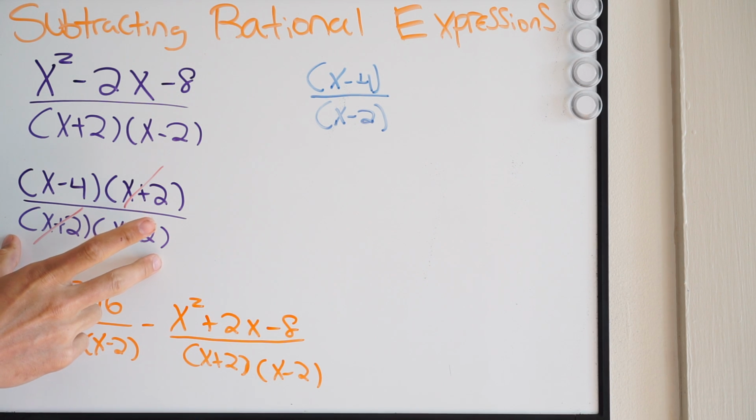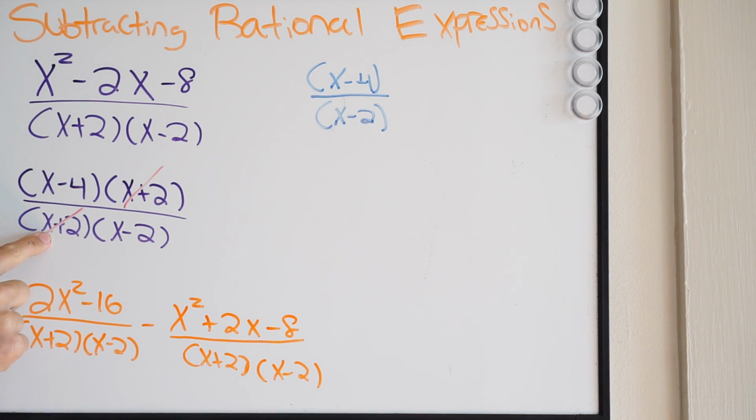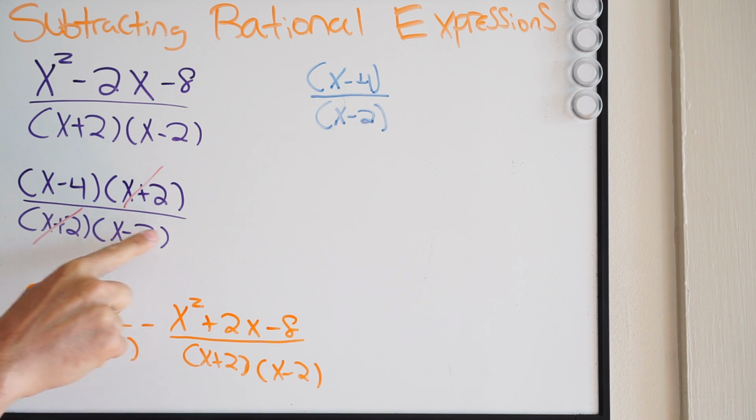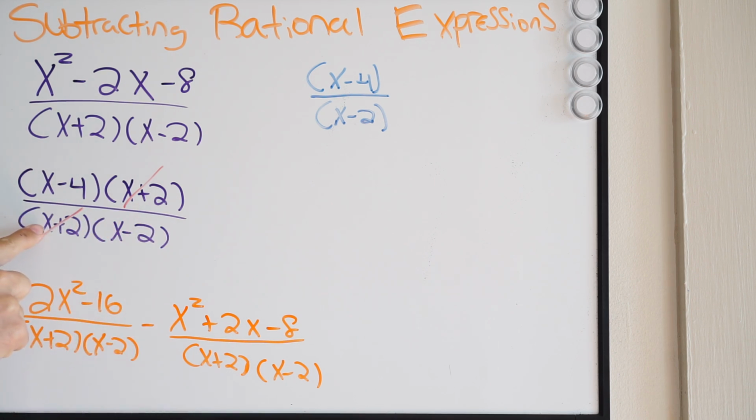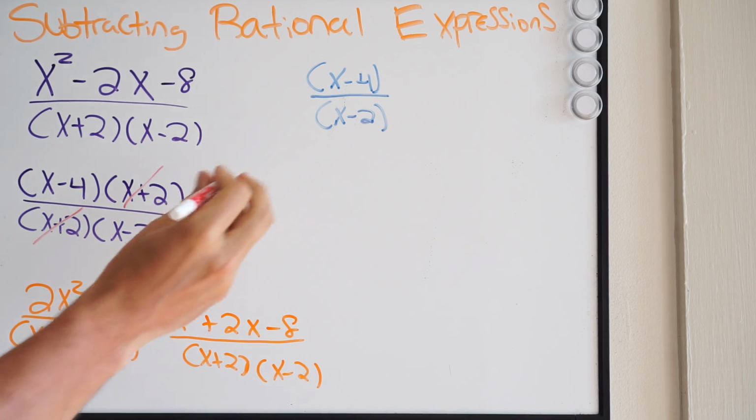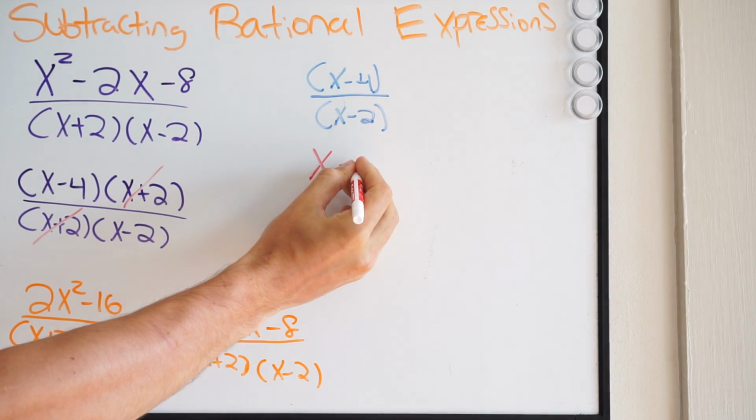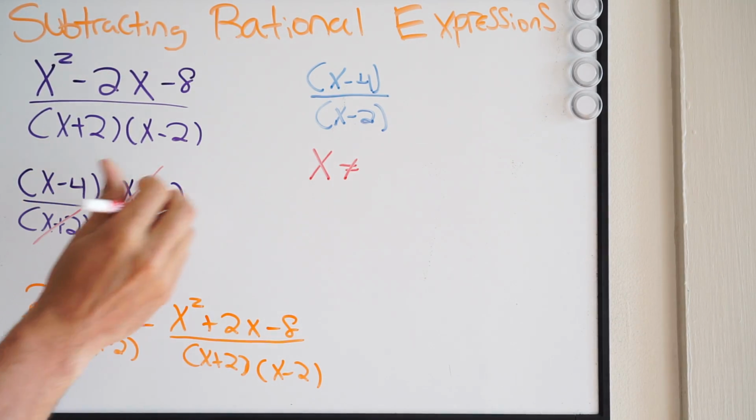So going back to this point right here, not here, but right here, what would I have to plug in for x in order to make this bottom part 0? Well, if I make this negative 2, this will be negative 2 plus 2, which is 0. 0 times this will be 0. Then I have division by 0. So that tells me that x cannot equal negative 2.